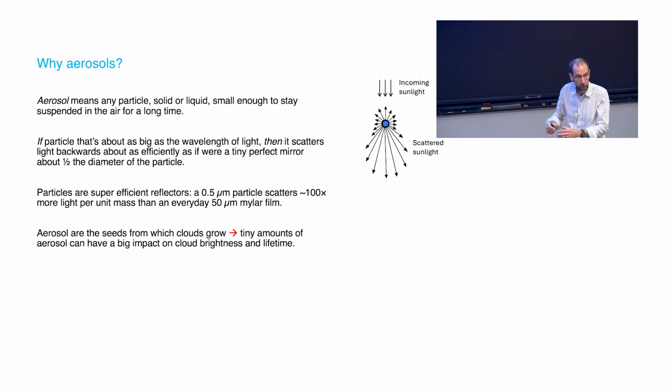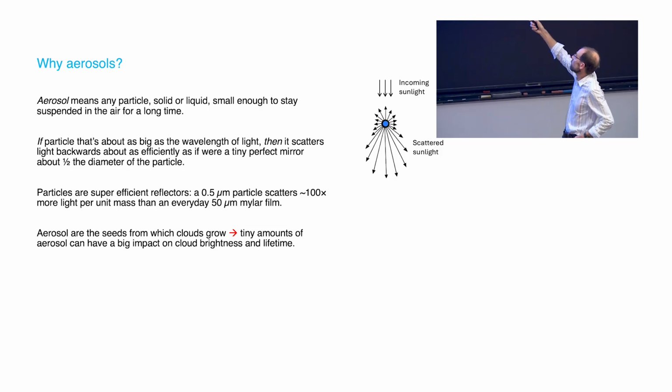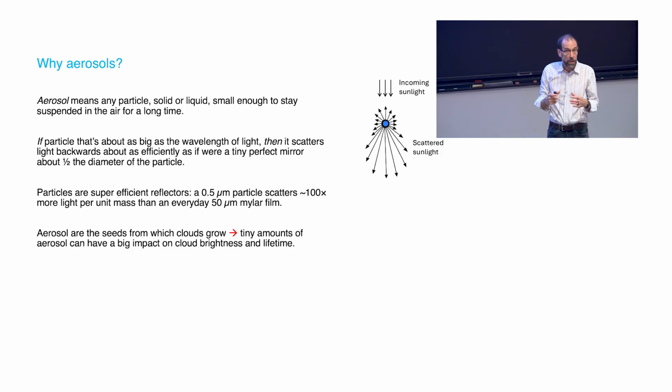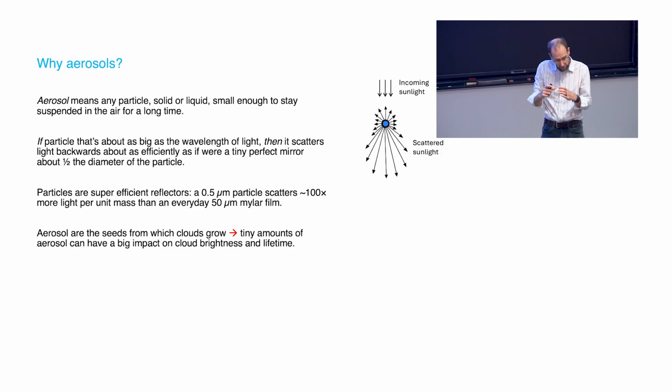It comes into some particle and it gets scattered, and what this is showing is most of the scattering is forward, in the direction the light came from, but some of the light is scattering backwards. And the message is that for particles that are about the wavelength of light, depends on a bunch of stuff you'll get to in the next slide, they can be stunningly efficient scatterers.